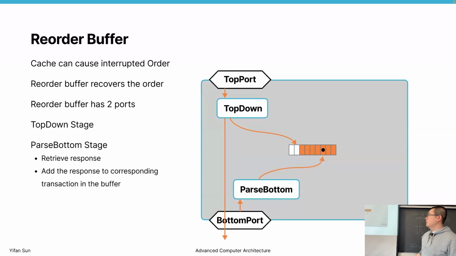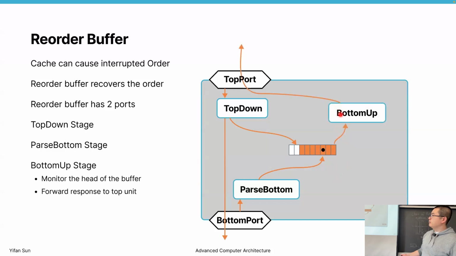Just record. Oh, you see the data is available. The data is there. Then finally, we have another stage. We call it bottom up. The bottom up only looks at the head of this buffer. If the data is there, it will generate a response and send it through the top port. If the data is not there, it will just keep waiting. Then we only set it to something like one response per cycle. Okay, this is the design of a reorder buffer.